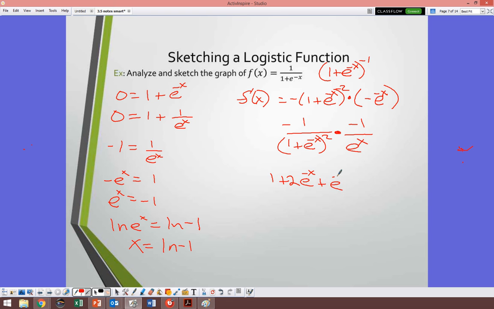Plus e to the negative 2x. If you expand that, foiling it, right? Expanding it, foiling it. And that's still my negative 1 there times negative 1 over e to the x.